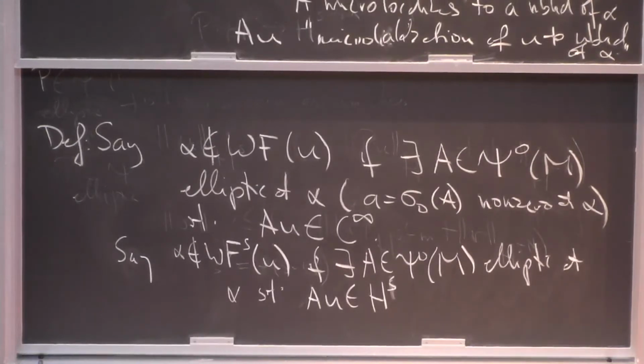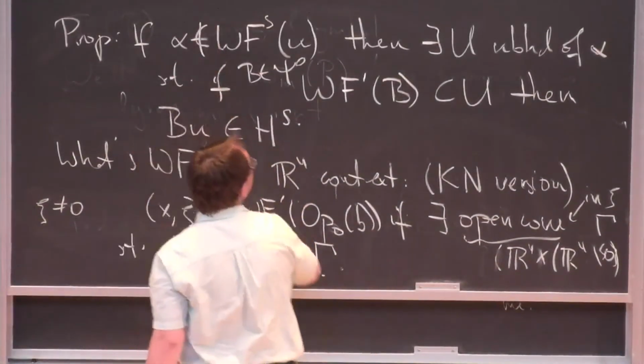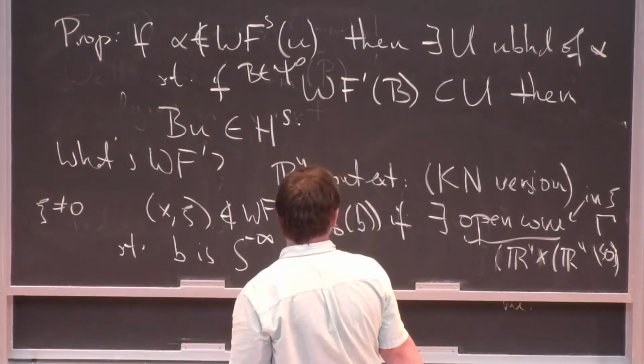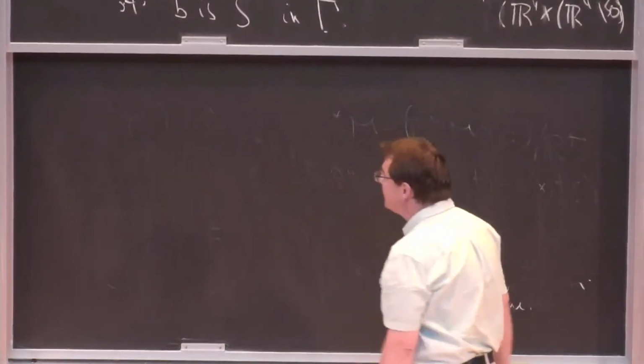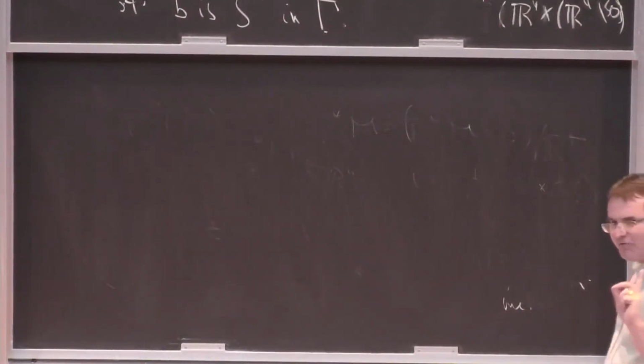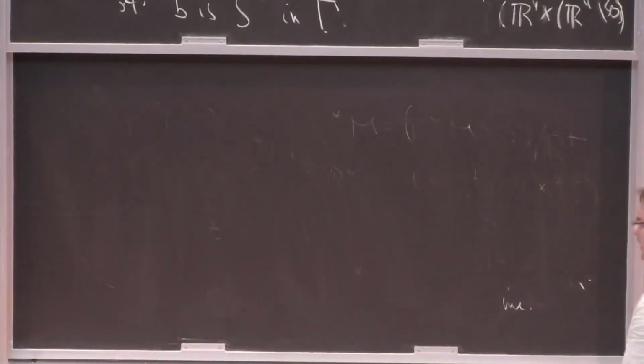All right, so now, very good. If alpha is not in the wavefront set of U, then there is a neighborhood U of alpha such that if B is in U, then BU is in HS. Yes, exactly. Very good. So if you notice anything, if I say something and write something else, you comment on that, because I tend to do that sometimes.